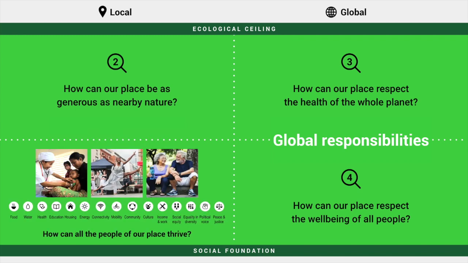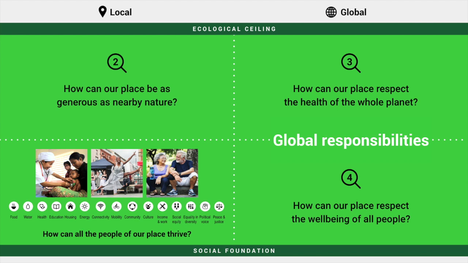Let's start with the local social. How can all the people of our place thrive? What would it mean for everyone here to lead a good life in terms of food and water, health, education, housing, and all of those dimensions of the local social foundation? These dimensions are drawn from the Sustainable Development Goals, but we've added to them community, culture, and equality and diversity because these things matter in place. People tell us time and time again, this matters to us here. Let's make it reflected in our local portrait.